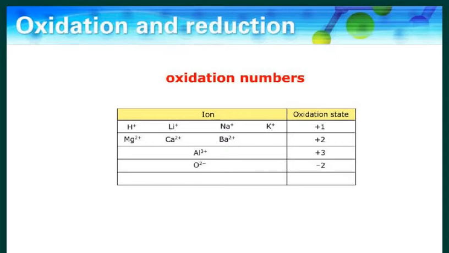This is a very important element, the oxygen, that we will use a lot. Okay. Finally, if we have fluoride, fluoride has a negative charge, so the oxidation state of fluoride is -1.